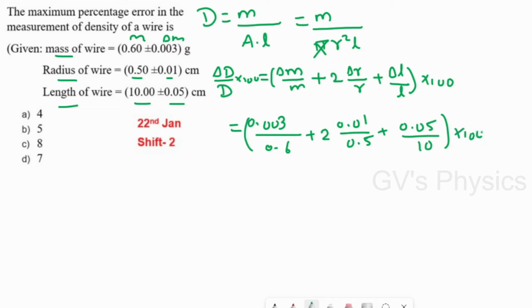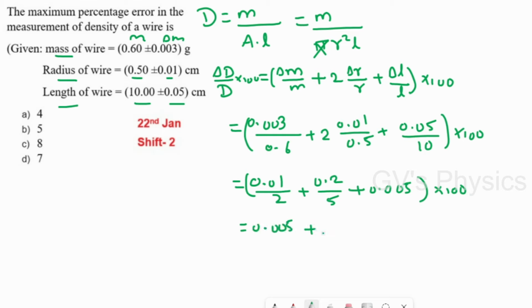Now we will calculate the value. We can cancel in the third term, so you will get 0.01 by 2 plus 0.2 by 5 plus 0.005, into 100. Again we can calculate: here you will get 0.005 plus 0.04 plus 0.005, into 100. If you sum up, you will get the answer as 0.05 into 100, that is equal to 5%. So we'll check the options. Option B is the right answer.